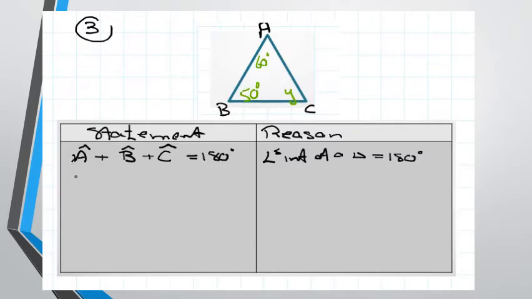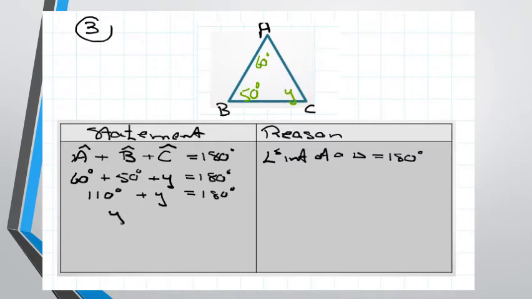So I'm substituting. Angle A to be 60 degrees plus B to be 50 degrees plus C, the one I need to determine, y, equals 180 degrees. Therefore on the left hand side I have 110 degrees plus y equals 180 degrees. Take the 110 to the right hand side, so y equals 180 degrees minus 110 degrees. So y leaves me with the answer of 70 degrees.